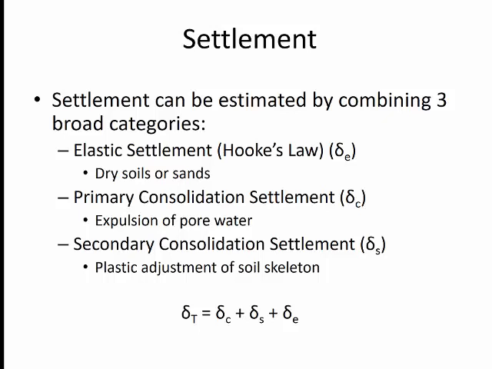There's a secondary consolidation settlement that occurs after the primary consolidation is typically complete, and that is the adjustment of the soil fabric or the structure, the skeleton of the soil properties under constant effective stress. And so ultimately, if we have layers of soil, we would combine all of these together to get the total consolidation for a site.